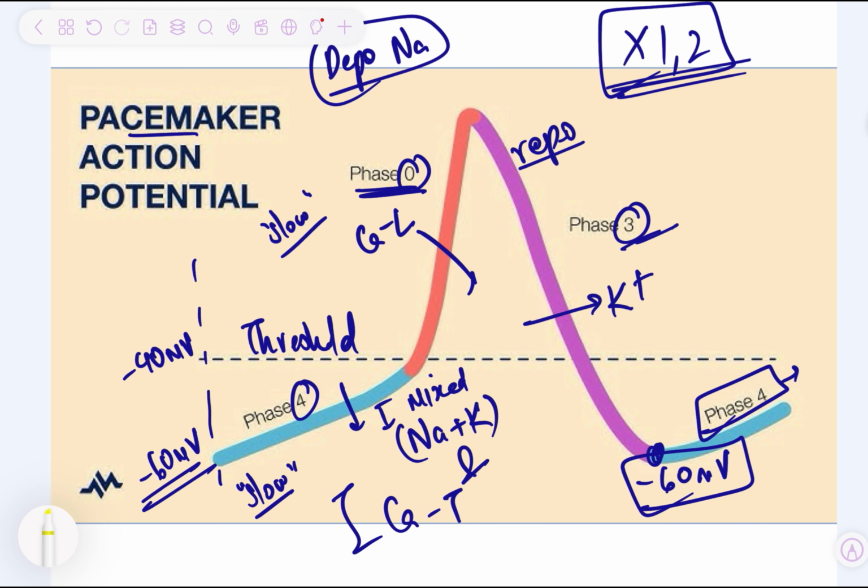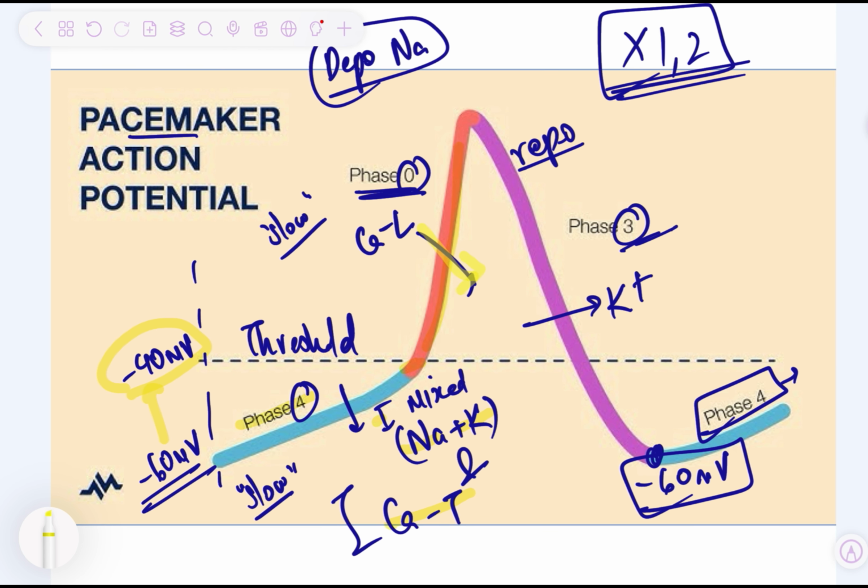Revising quickly, we start with phase 4, in which we have influx of a mixed sodium and potassium channel, along with the calcium T type channel, which causes the minus 60 millivolts membrane potential to become less negative and shift to minus 40 millivolts. Now this marks the initiation of phase 0, which is depolarization.